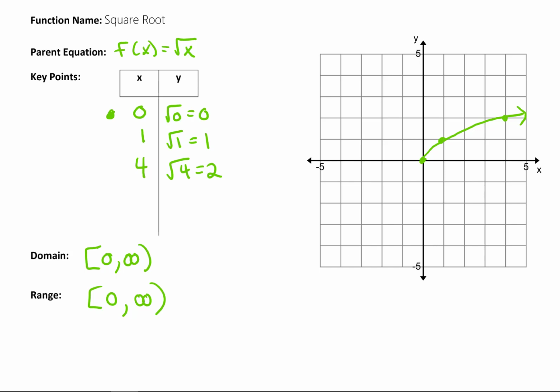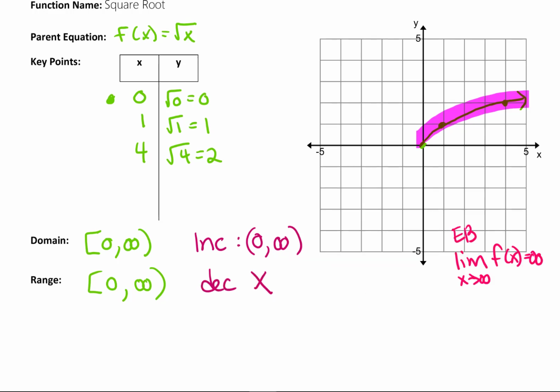Now increasing, the slope is positive, from 0 to infinity. So the slope is positive and it continues to increase as it goes to the right. And decreasing, we don't have. For end behavior, we only have end behavior on the right-hand side because the graph actually begins at x is equal to 0.